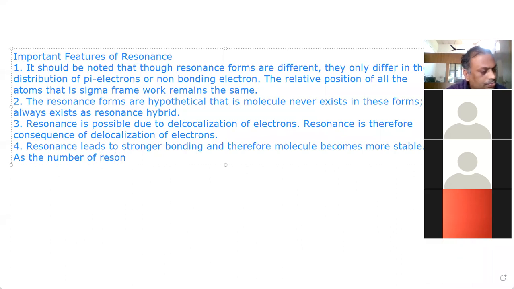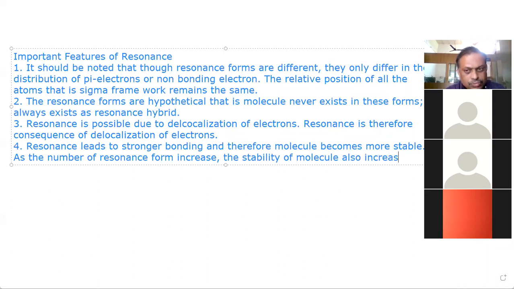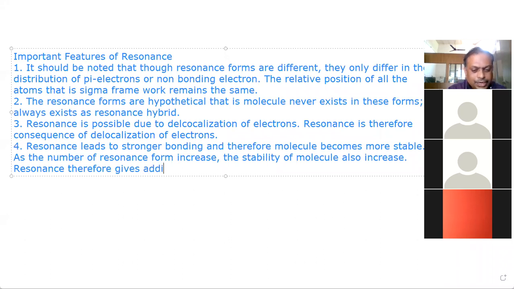As the number of resonance forms increases, the stability of the molecule also increases. Resonance therefore gives additional stability to the molecule.